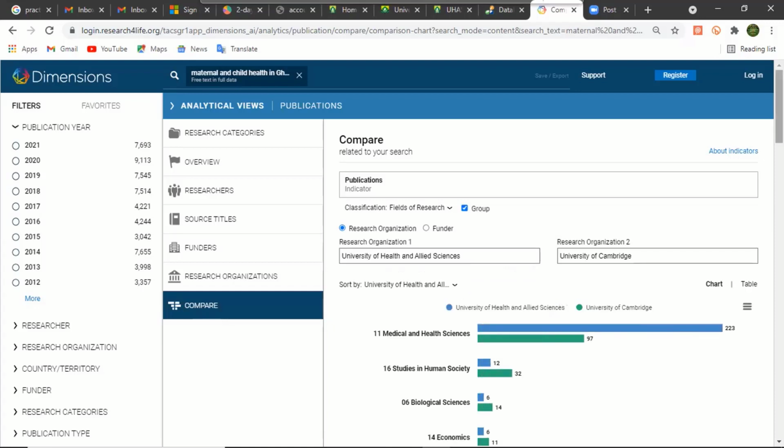And interestingly, it tells me that UHAS is ahead of University of Cambridge when it comes to this topic. Of course, that's supposed to be the case because we are working on topics related to Ghana. So Cambridge shouldn't actually outdo UHAS or any Ghanaian university when it comes to this. But let's suppose I want to compare UHAS with University of Ghana. Let's see how the story will be.